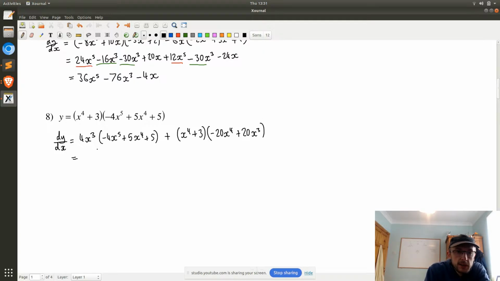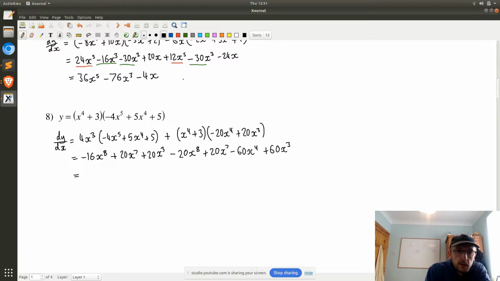I now expand there, there, and there, and now FOIL over here. So the first term will be negative, so it'll be negative 20x to the 8. And then outside, plus 20x to the 7. And inside, minus 60x to the 4, plus 60x cubed.